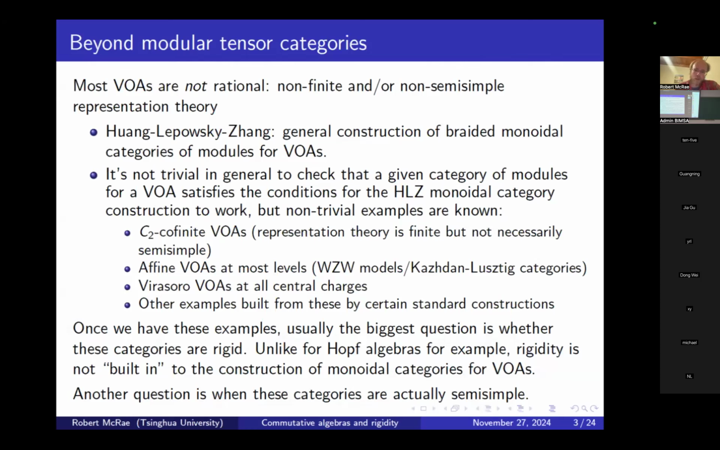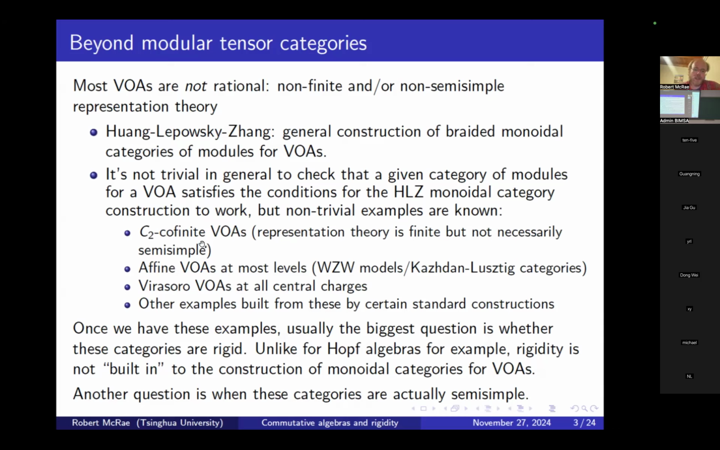However, VOAs are usually not rational. So practically, that means they have representation theory that's not finite or not semi-simple or both. And in this more general setting, there's a general theory of Huang, Lepowsky, and Zhang, which gives a construction of braided monoidal categories coming from VOAs. But it's not so easy in general to check that if you're given a category of modules for a VOA, whether it satisfies the conditions of this general theory that you need for this monoidal category construction to work. But the good thing is there are a lot of non-trivial examples that are now known.